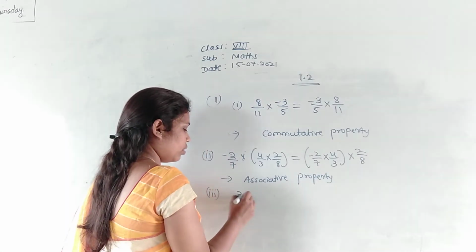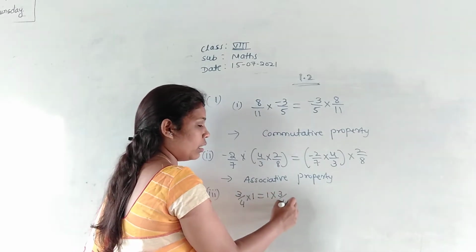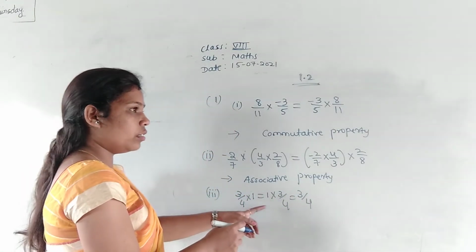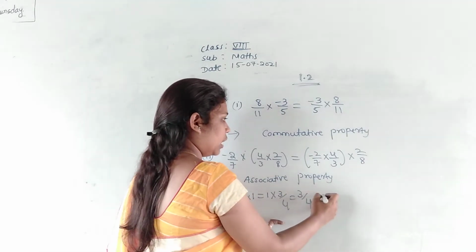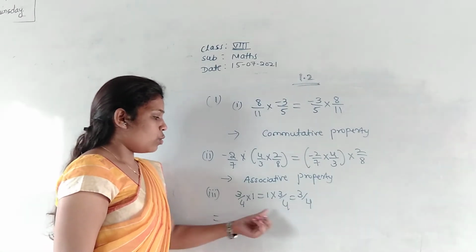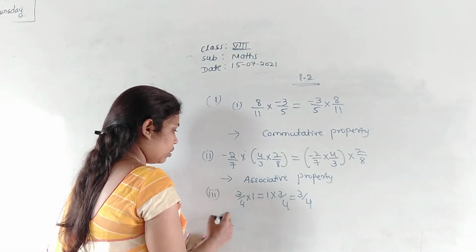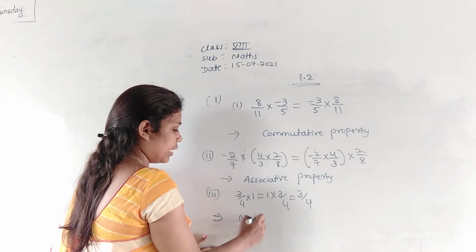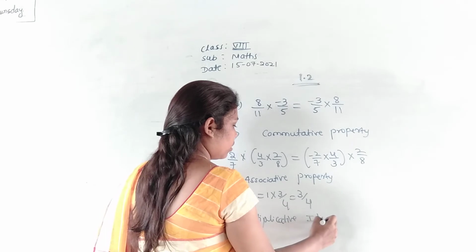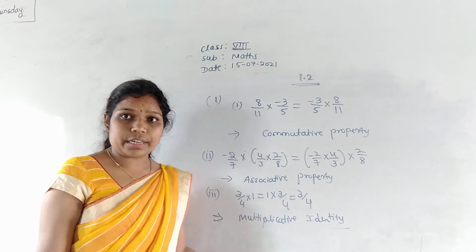3 by 4 into 1 equals 1 into 3 by 4 equals 3 by 4. Right? So which property do we use here? We multiplied by 1 and we got the same answer, right? So what is the 1 here? 1 is nothing but the multiplicative identity. So the property is multiplicative identity. We used the multiplicative identity property here.